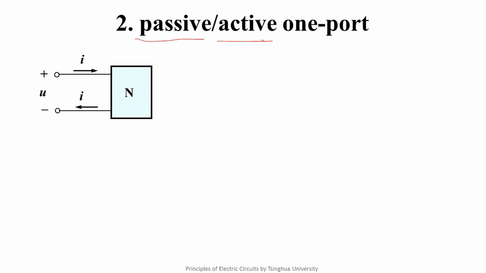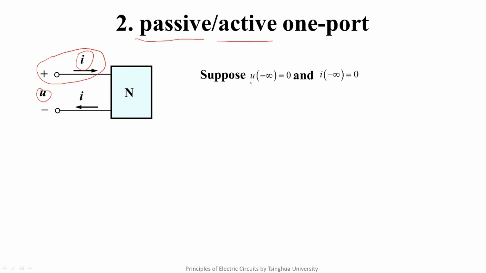Please see the network. It is a one-port network. U and I are variables. You make a judgment: for the one port, are U and I associated reference directions or not? Yes, it is associated, since the current flows in from the positive of the voltage. We now give the definition of the passive one port.